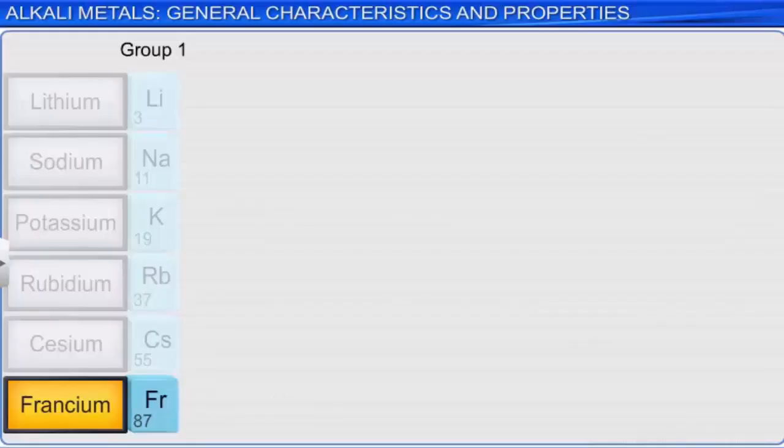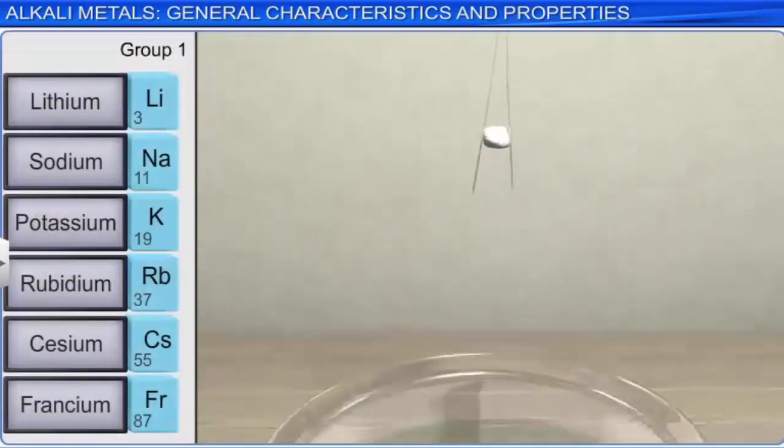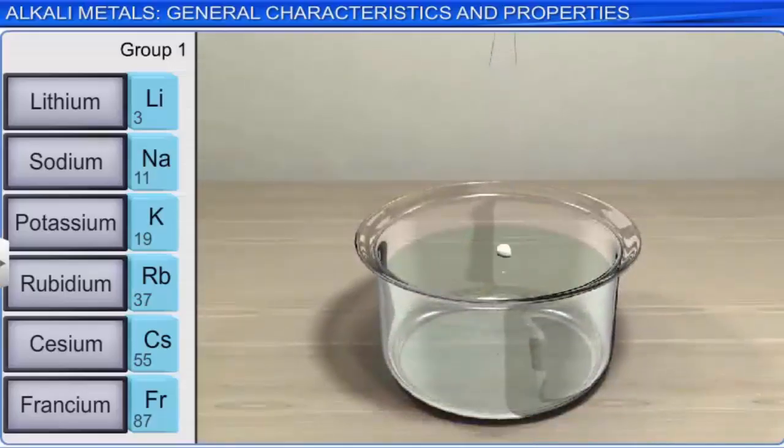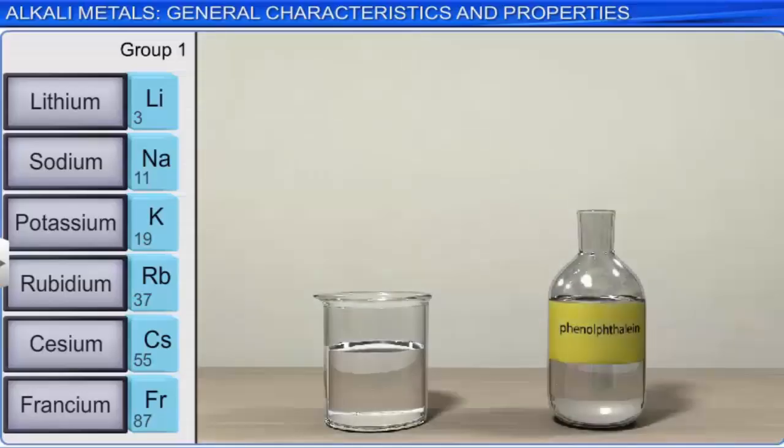Do you know the origin of the group name Alkali Metals? When group 1 metals react with water, they produce hydroxide, OH-, ions. Hydroxide ions in water produce basic or alkaline solutions. In the presence of phenolphthalein, an indicator, the solution will turn pink as hydroxide ions formed react with phenolphthalein.